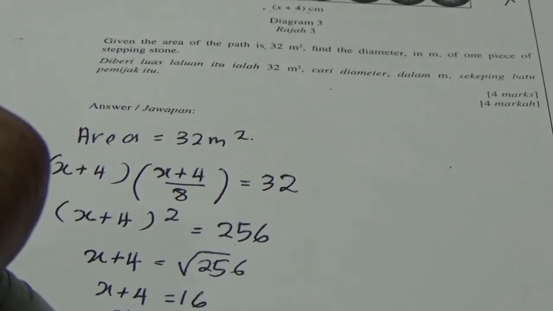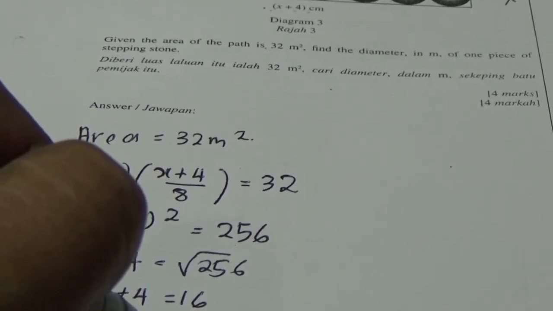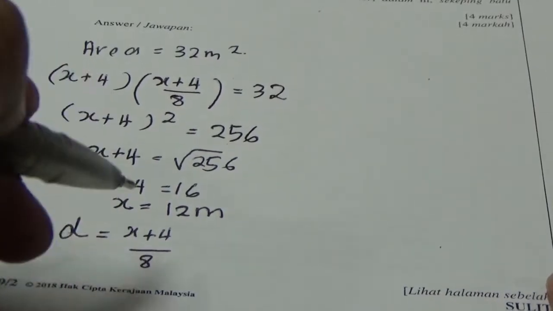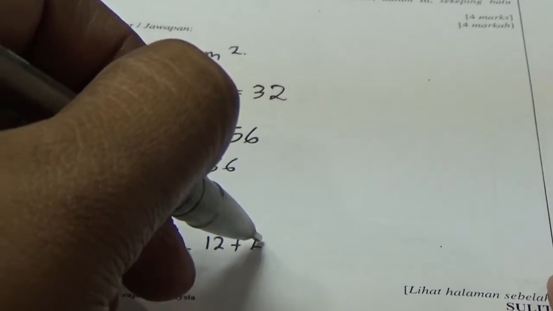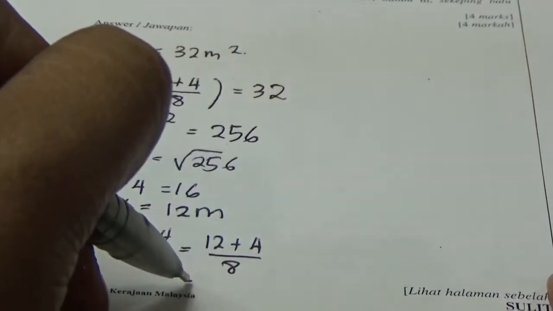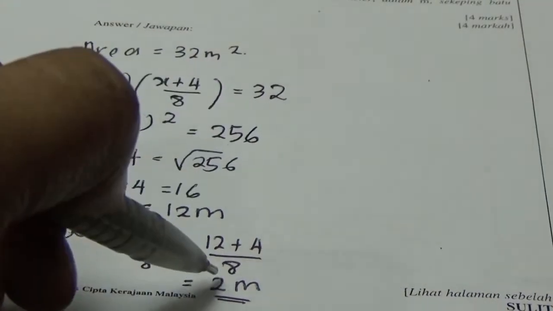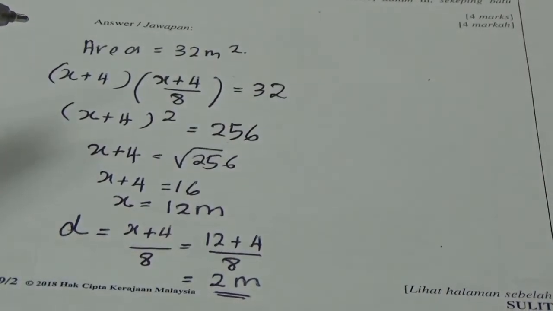So what would the diameter be? So diameter is x plus 4 over 8, meaning that it is 12 plus 4 divided by 8 would give you 2 meters. So when you get 2 meters, you will get 4 marks for this question.